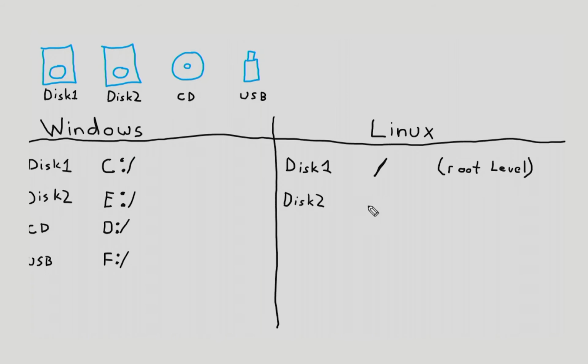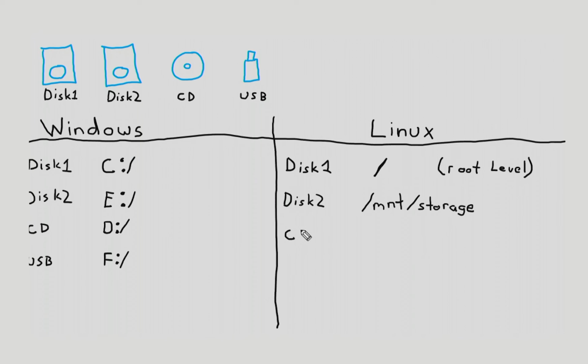So under /MNT, we're going to create a directory called, say, storage. So there's a directory called MNT, and we're going to create another directory called storage underneath it. And we're actually going to mount the disk to this directory /MNT/storage. And this directory falls underneath the root level file system, where disk 1 is. So it's mounted inside of the root level file system, not in a separate file system like Windows does.